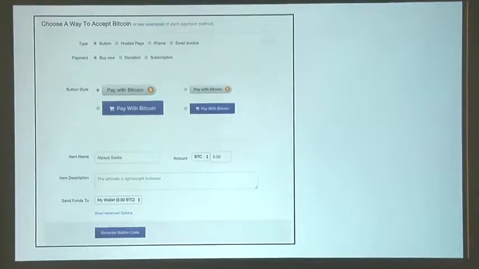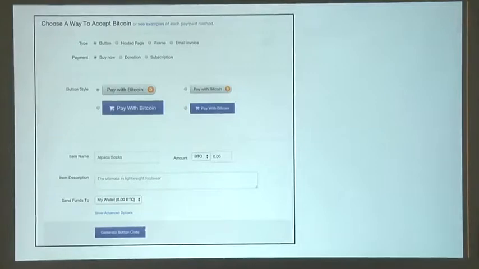The merchant would first go to the payment service's website, and they'd fill out a form that looks something like this. This particular form comes from a service called Coinbase. And so the merchant says, all right, I want to display a button on my web page. I want it to be a buy now button. I want the button to look like this. Here's the name of the item that is being bought. Here's the sale price amount, which can be in either Bitcoins or dollars or some other currency. And then here's where the funds should be sent when the customer buys.